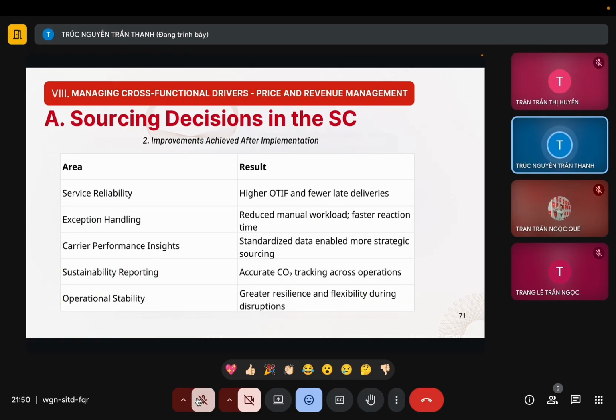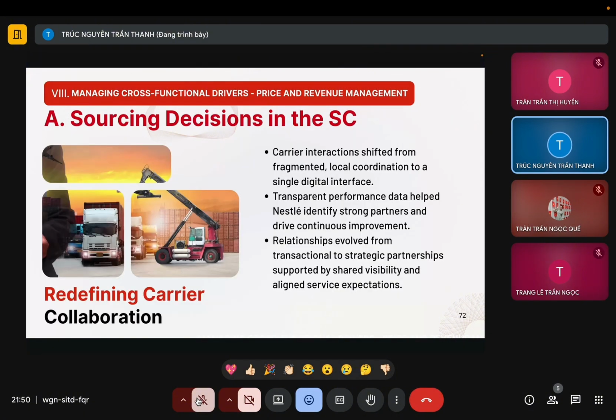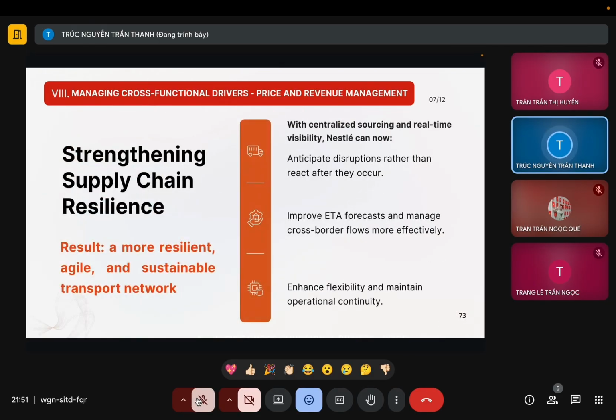By applying this, we have higher OTIF and fewer late deliveries, improving service reliability. Also reduced manual workflow, faster reaction time in exception handling, standardized data enabling more strategic sourcing and sustainability reporting, and operational stability. We are also seeing decisions in supply chains and carrier interaction shift from fragmented to transparent performance data, and relationships evolve from transactional to strategic partnership supported by shared visibility and aligned service expectations. This is redefining carrier collaboration, and the result is a more resilient, agile, and sustainable transport network.